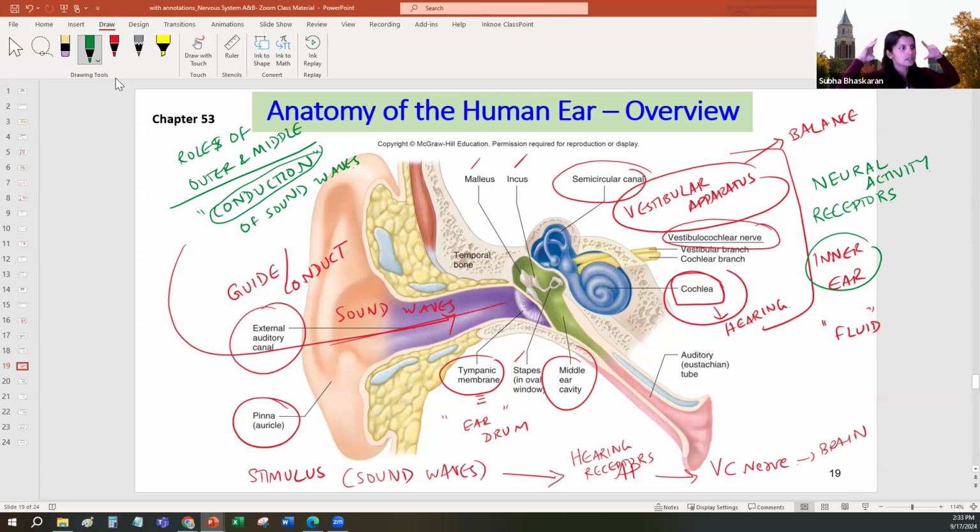Boom, boom, sound all the time, Bose music. I'm not against any company, but a lot of music all the time can damage those tiny, tiny receptors inside the cochlea, causing sensory neural deafness. Make sense? To relate that, okay?